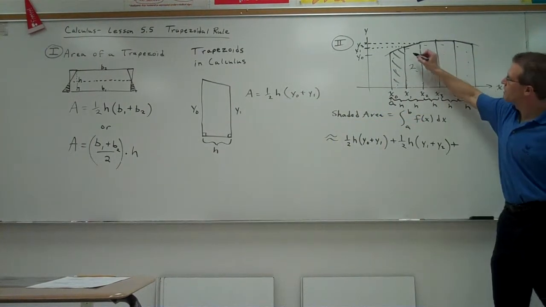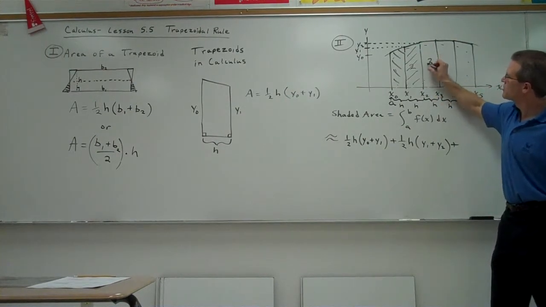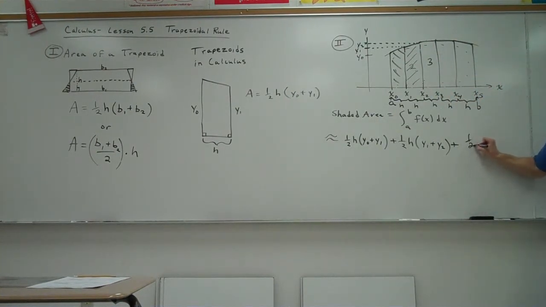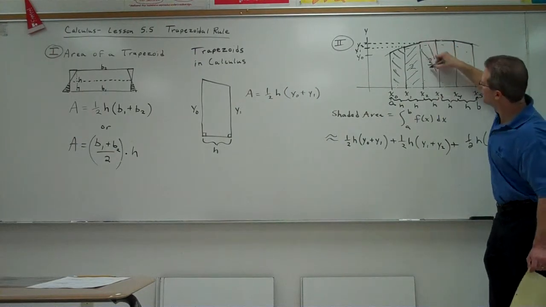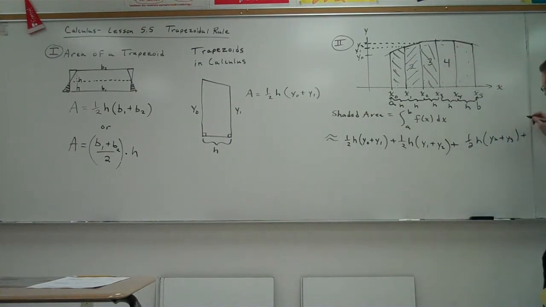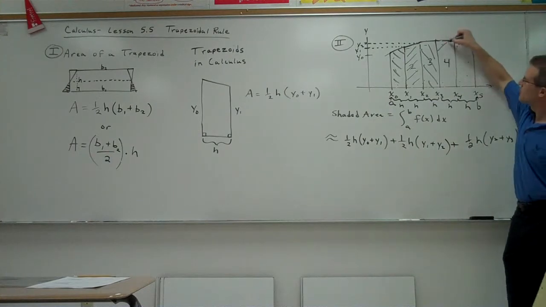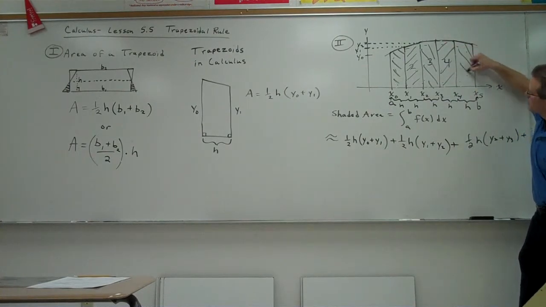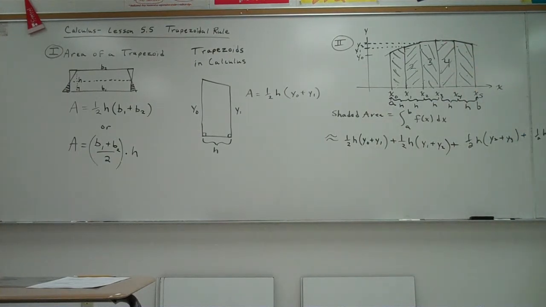So now we've got this trapezoid area. Now I'm going to the third trapezoid. It's going to be 1/2 height times what two y coordinates do you think I'm going to use here? Y sub 2 and y sub 3. Yep, so we've got that one done. The fourth trapezoid's right there. It's going to be 1/2 height times y sub 3 plus y sub 4. That trapezoid's done. The fifth trapezoid will be 1/2 the height times y sub 4 plus y sub 5.